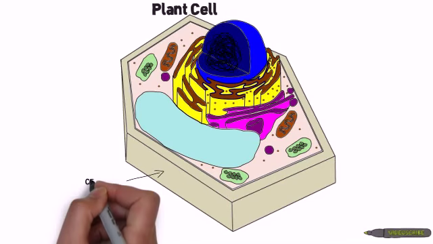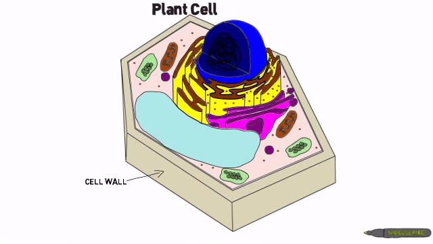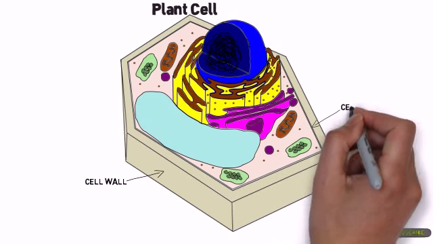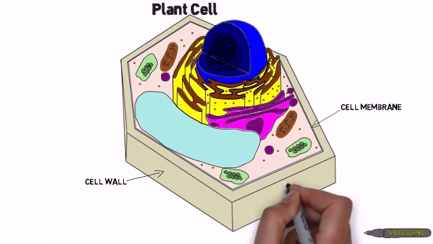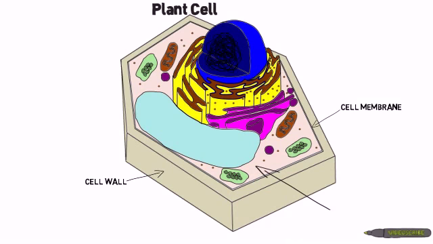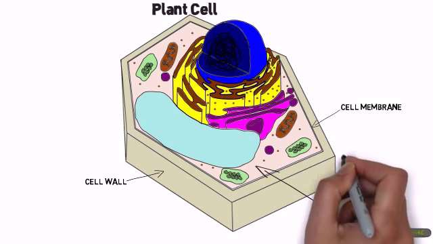We can think of the plant cell as a dance club. The cell wall is the physical building. The cell membrane is the guy at the door, the bouncer or doorman who says who can come in and who can't. The cytoplasm is the dance floor. This is where all of the action happens.